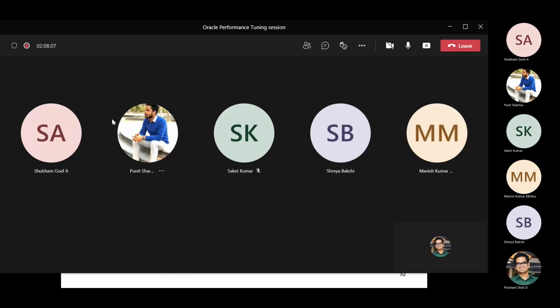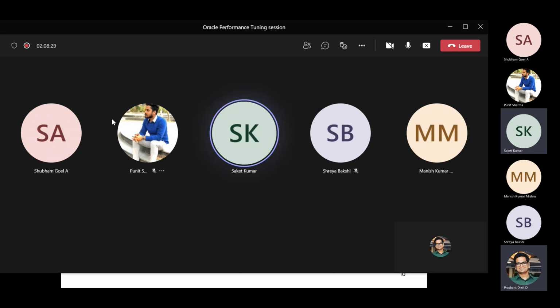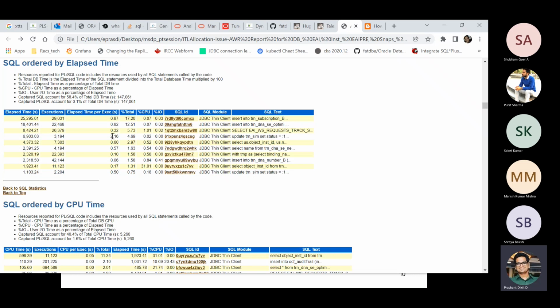Rest of you guys? Puneet? I would also go with the first one. You go with the first one. Saket? You're also going with the first one, right? You're saying yes or no, Saket? Yes, yes, going to the first one. Okay. All right. So Puneet, Saket, and Manish are saying the first query is the most expensive, and Shubham and Shreya are saying no, the one with the 2.16 is the most expensive.